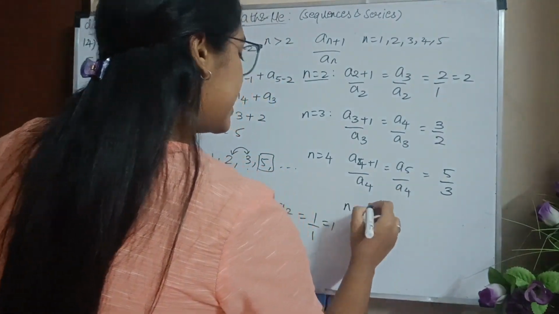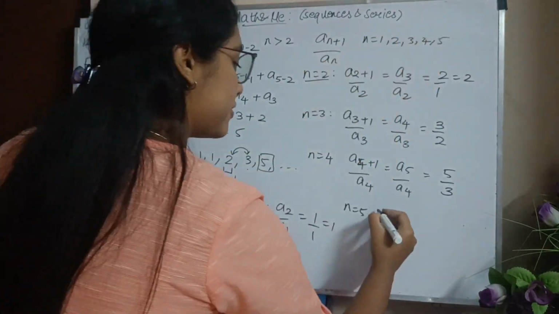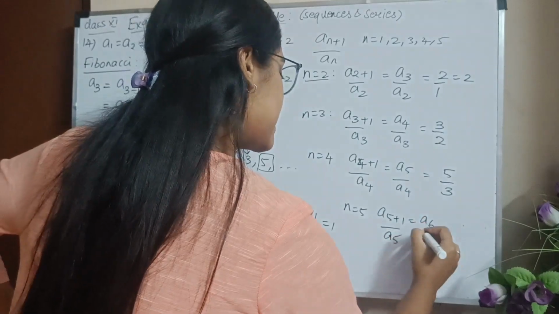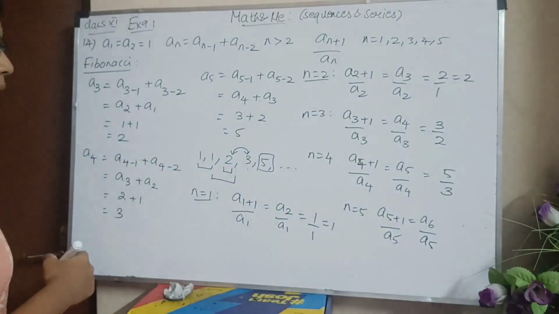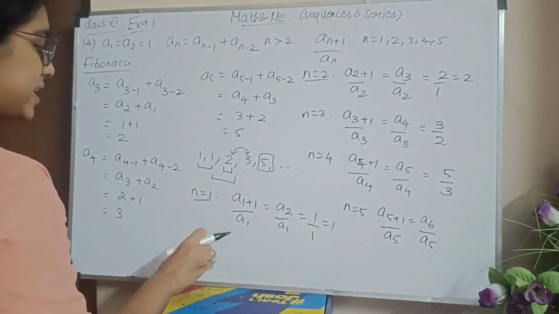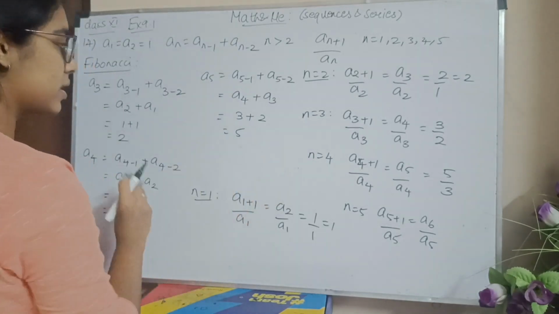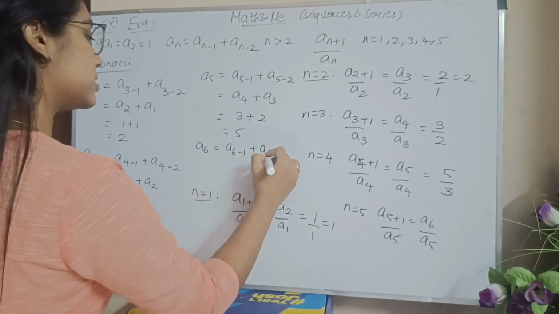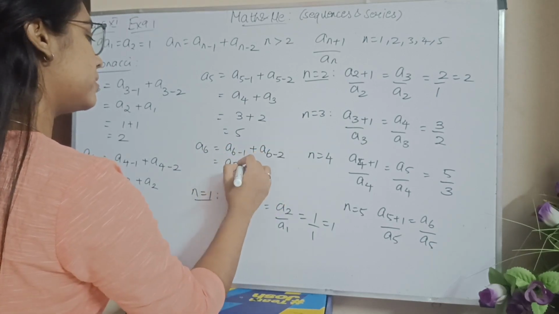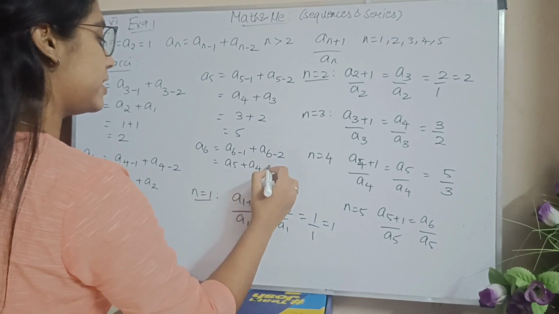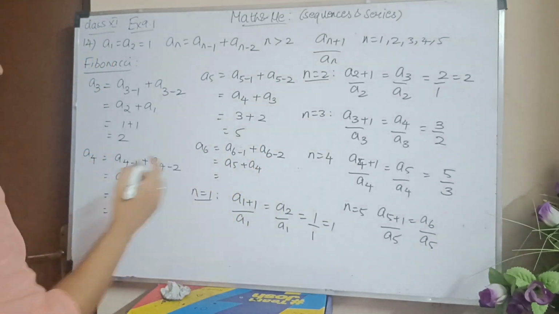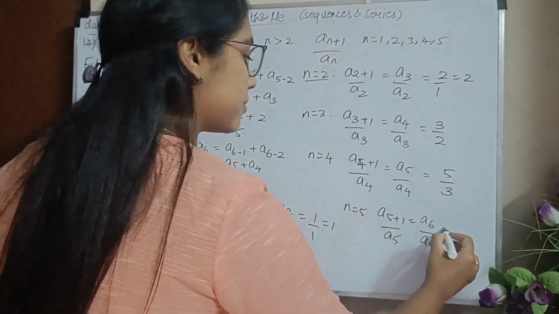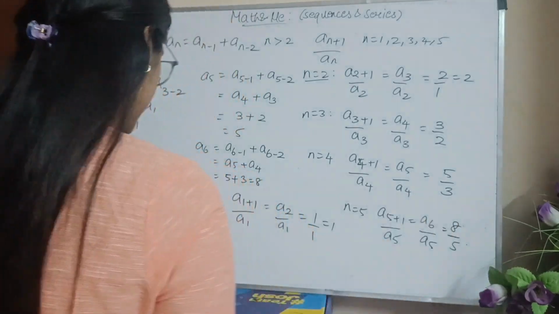Again, n equals 5. I need to find until the value of 5 for n. So I'll have a(5 plus 1) divided by a5, which is a6 divided by a5. We have not found the value of a6, so I'll find that too. I'll erase this part. So a6 equals a(6 minus 1) plus a(6 minus 2), which is a5 plus a4. What is my a5? It is 5 plus 3. So 5 plus 3, which is 8. So the ratio will be 8 divided by 5. Okay, so these are my required ratios.